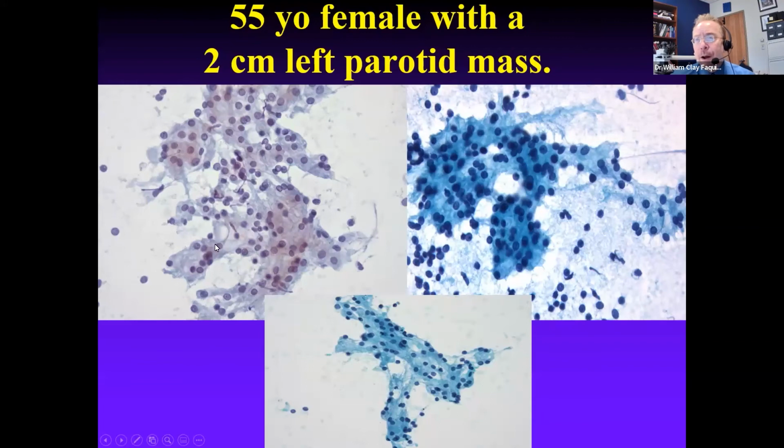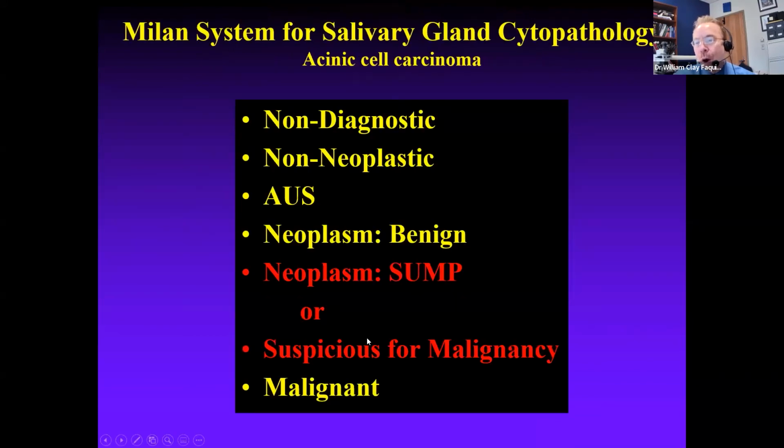Now, this is an example of a woman who has a 2-centimeter left parotid mass. Those of you who do a lot of salivary gland FNAs are going to recognize this right off the bat as this pattern with this very fragile, abundant cytoplasm. It's fragmenting. You've got stripped nuclei in the background. These look like acinar cells. So I'm pretty suspicious that this is an acinic cell carcinoma. However, without ancillary marker studies to confirm that, I would probably put it in the suspicious for malignancy category. If you're not real familiar with salivary gland FNA, you'd probably put this in the neoplasm sump category.